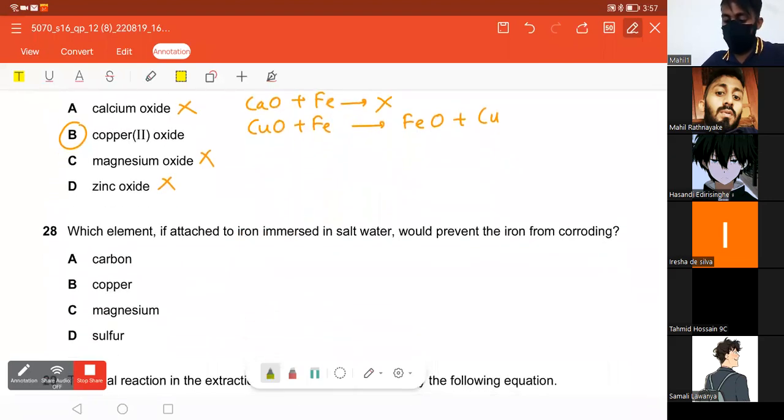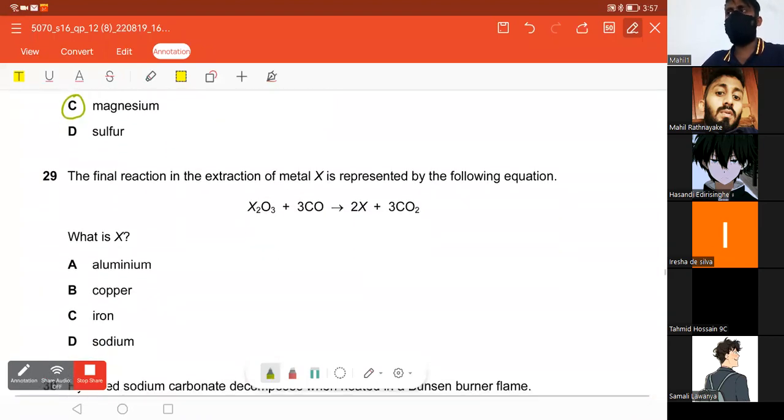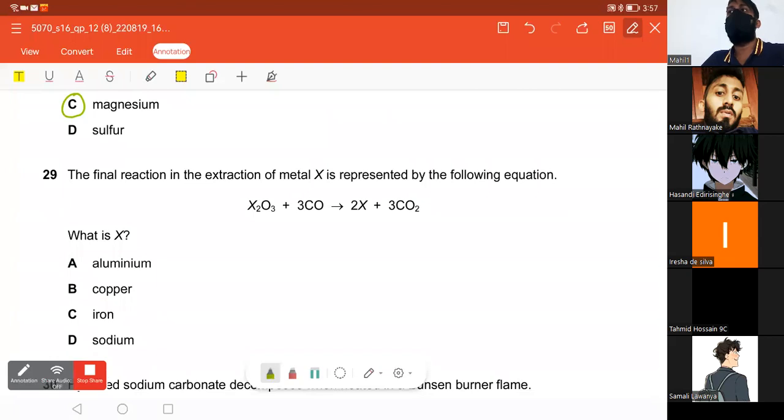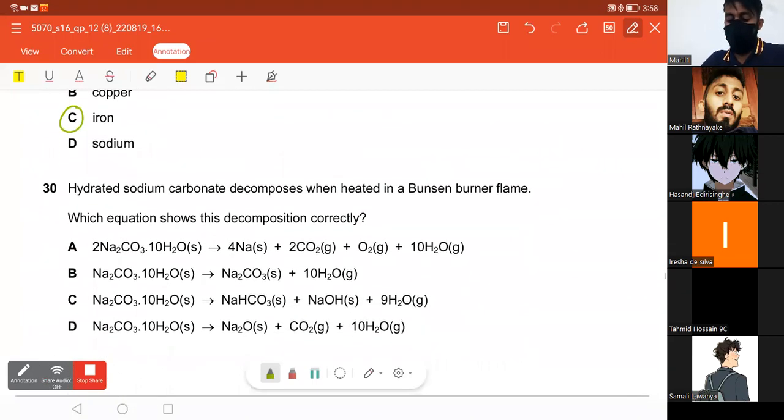Which element attached to iron immersed in salt water would prevent iron from corroding? If you want to protect iron, you have to connect with a more reactive metal. What we call sacrificial protection. Therefore, answer is C. Next one. What is this equation? You know this equation. Yeah. Iron extraction, hematite. Hematite, carbon monoxide. Answer is C.